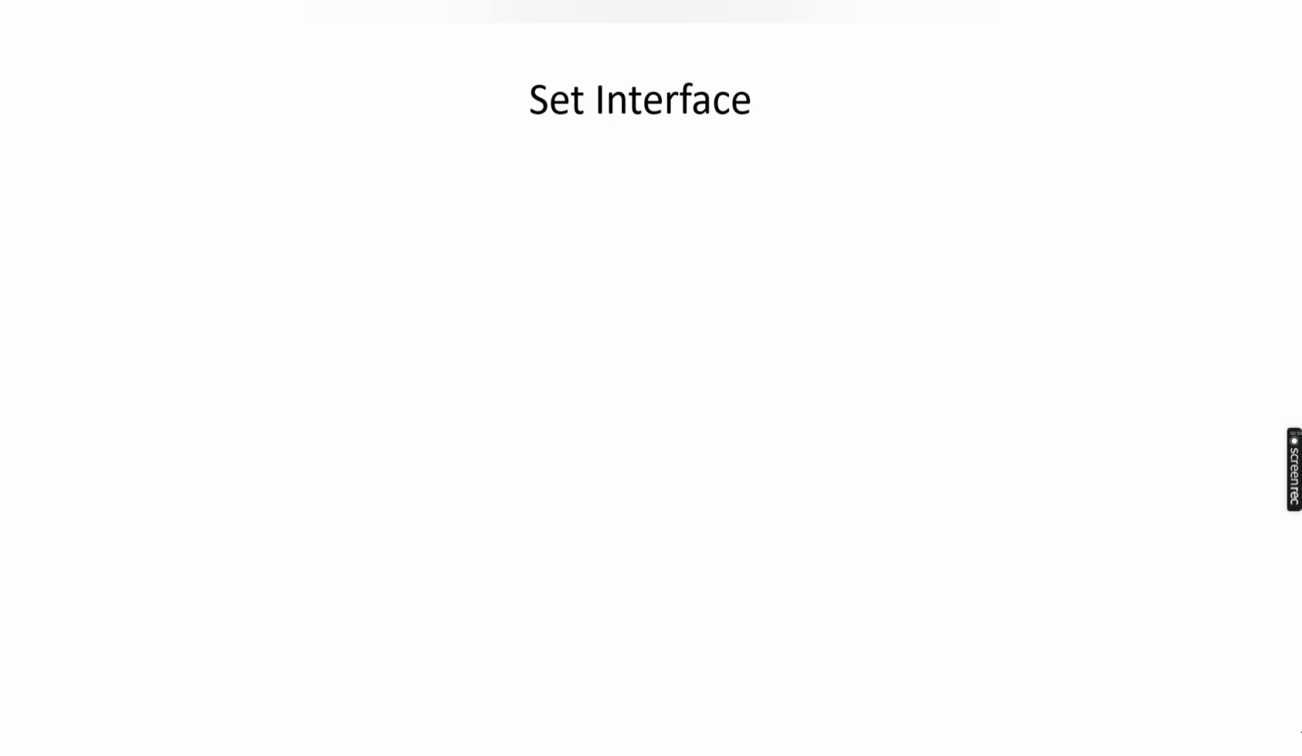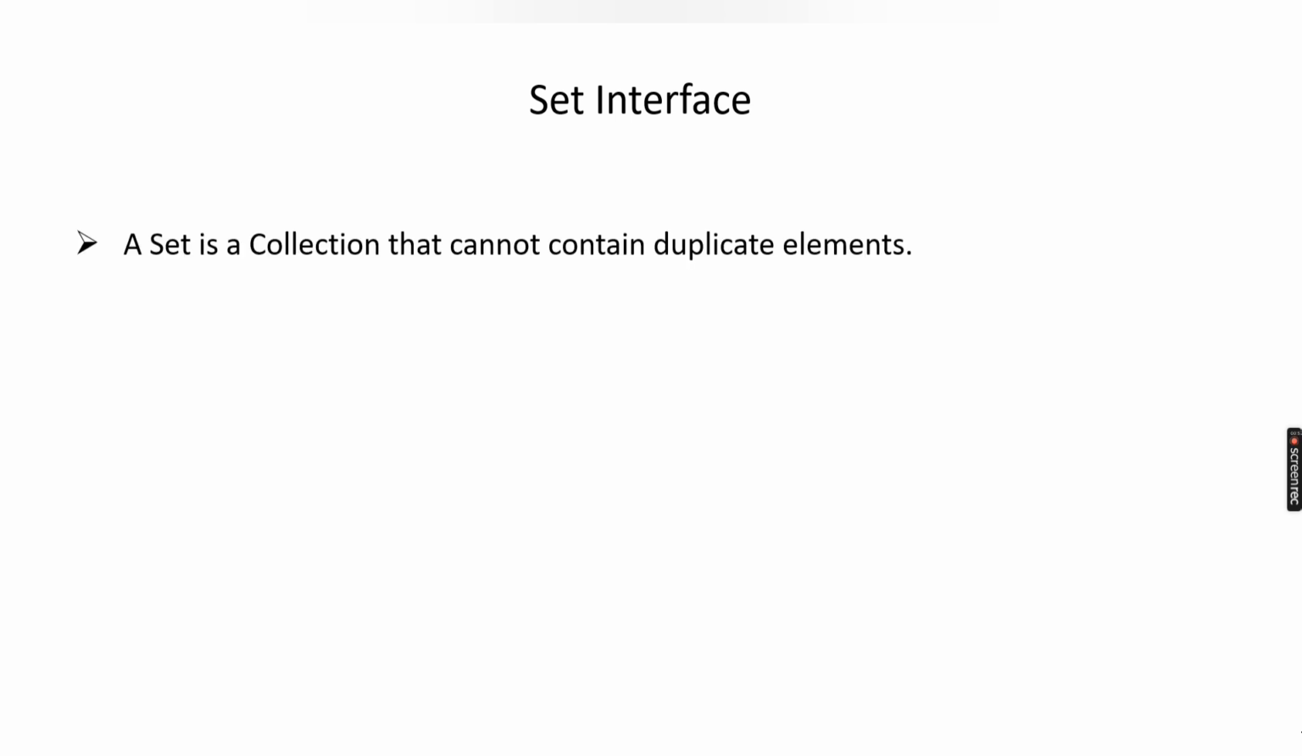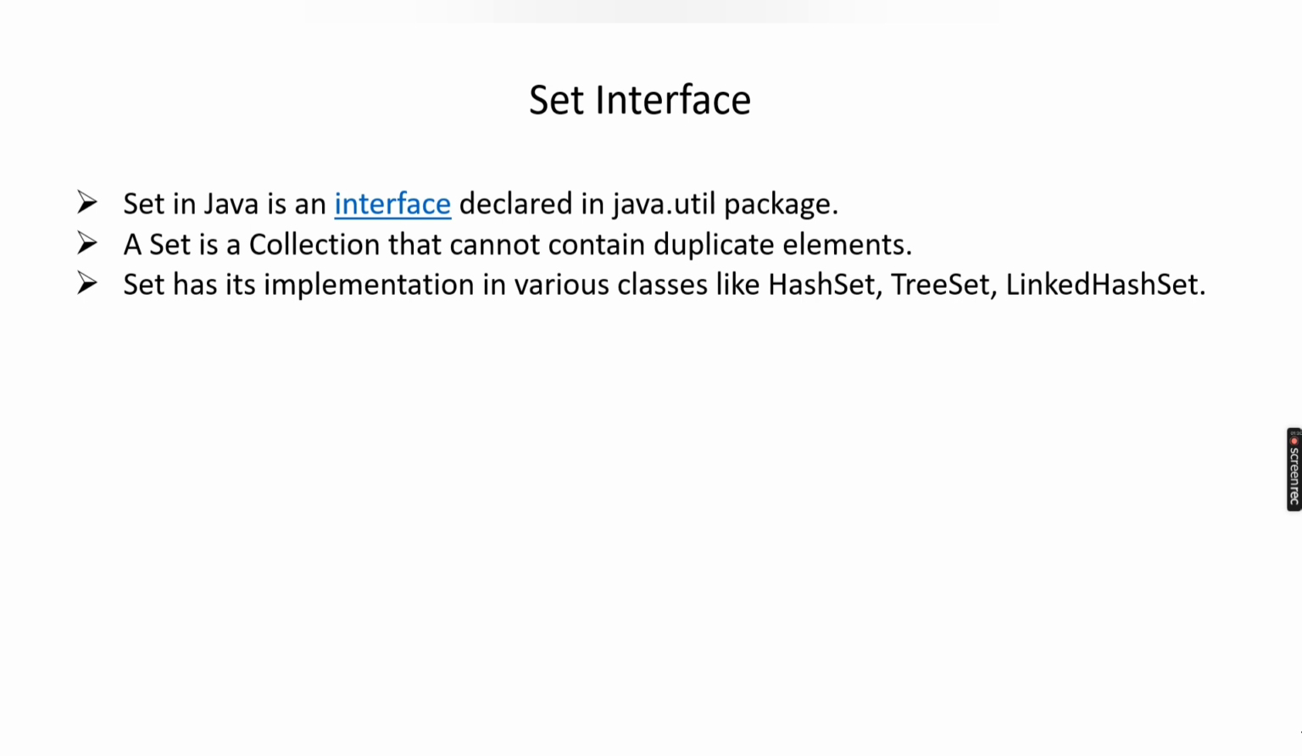Now what is the set interface? Set is a collection that cannot contain duplicate elements. As we have already learned in mathematics, a set is a collection that cannot contain duplicate elements. That is the same thing that we are going to implement in the programming language. Set in Java is an interface declared in the java.util package. So it is an interface, it is not a class.